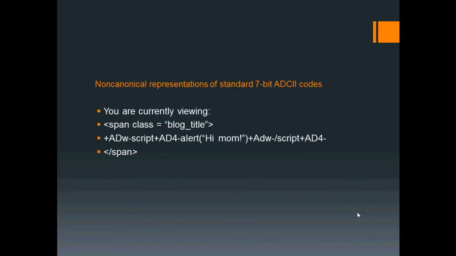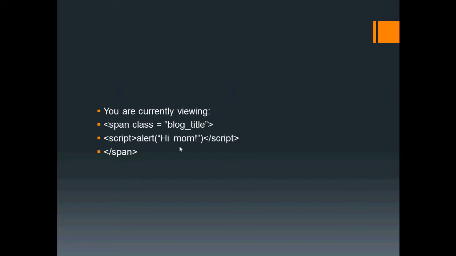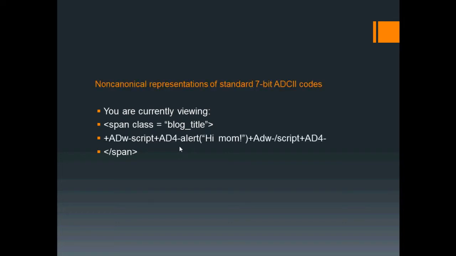So first, for the non-canonical representations, say you had some HTML, if you ignore the bullets on the side. This is pretty much just something, and you can see in the middle this plus ADW minus, and this plus AD4 minus. You might be able to pick out what it is, but it's just a JavaScript alert encoded as 7-bit ASCII code. And so it actually looked like this. Now obviously this would cause problems because then you could embed script through various methods.